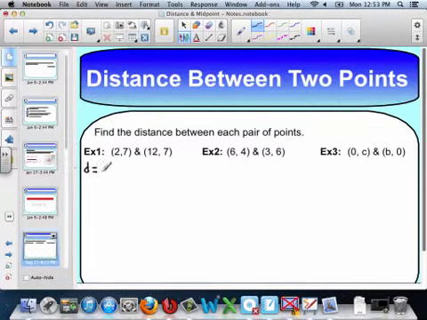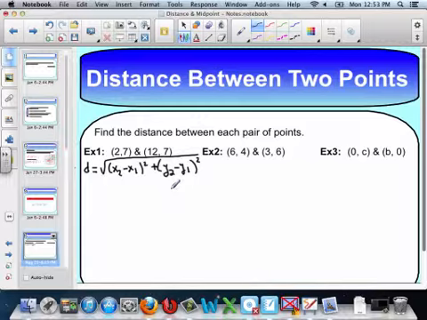d equals square root of x2 minus x1 squared plus y2 minus y1 squared. Yes, Dylan, those are y's. So they look like g's. Would the 2 and the 12 be the 2 x's? Yeah, that's your x's. Yep.